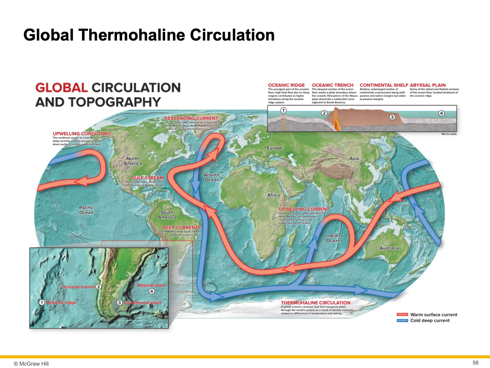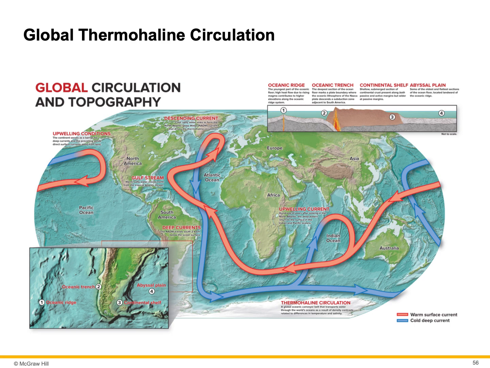This shows the global thermohaline circulation. The youngest part of the ocean floor is at the oceanic ridge. The high heat flow due to rising magma contributes to higher elevations along the oceanic ridge system. In the oceanic trench, the deepest section of the ocean floor marks a plate boundary where the oceanic lithosphere of the Nazca Plate descends in a subduction zone adjacent to South America.